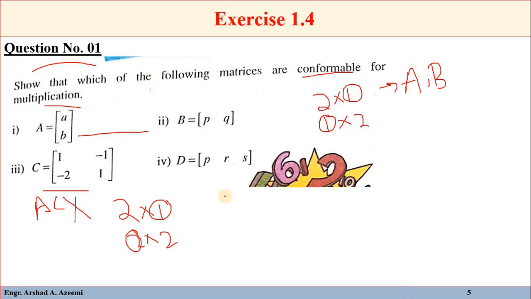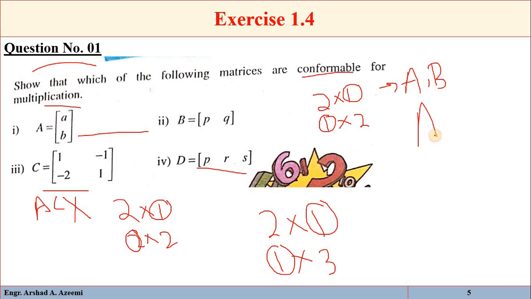Similarly, in A we have 2 by 1 order, and D is 1 by 3 order. So again the number of columns of A is equal to the number of rows of D. So the multiplication of A with D is possible. And the resultant matrix will be 2 by 3. And here the resultant matrix will be 2 by 2.